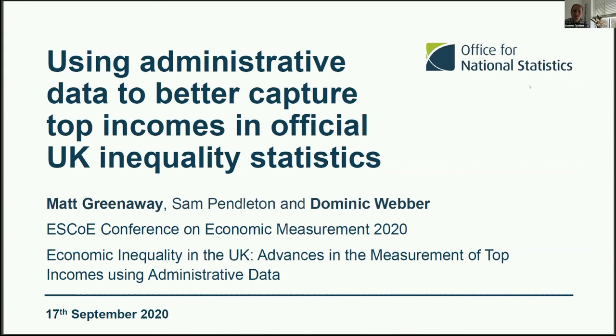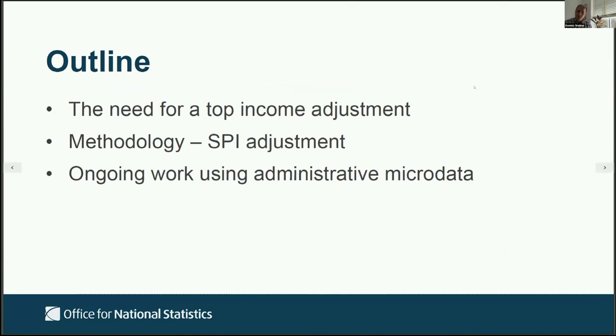My name's Dominic Webber, and I'm Head of Household Income Analysis at the Office for National Statistics. I'm joined on the presentation today by Matt Greenaway, who is leading a lot of the analysis on using administrative data to support income statistics and labour market statistics at the ONS. And today we're going to be talking about using administrative data to better capture top incomes in official UK inequality statistics. And also to mention Sam Pendleton as well, who did a lot of work for this presentation.